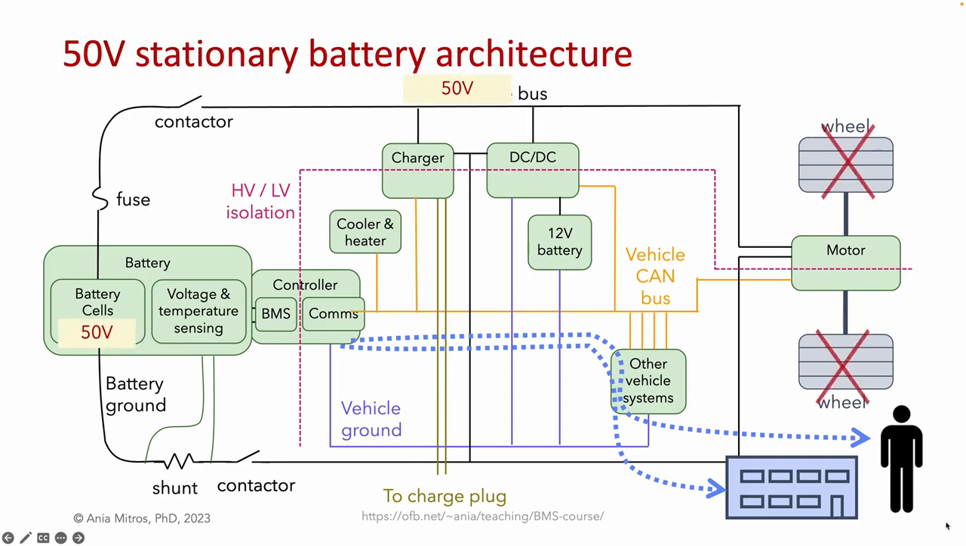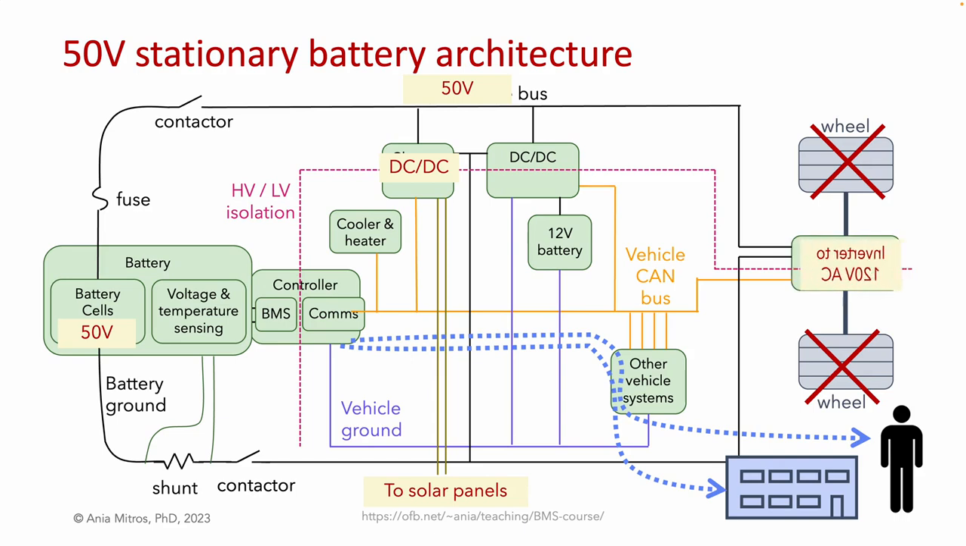We don't need wheels. The charger connection might go to solar panels, and the charger gets replaced by a DC-DC converter between the battery's 50 volts and whatever the solar panel array outputs. We lose the motor and the motor controller, but the circuit to generate a home's 120 volts AC is actually in many ways similar to a motor controller.